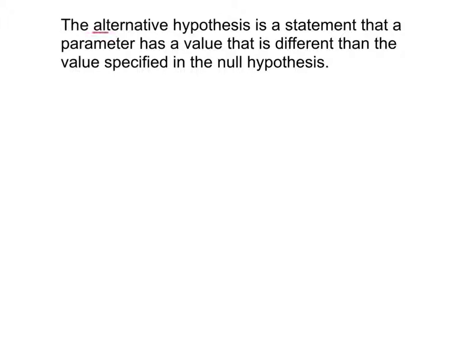The alternative hypothesis is a statement that a parameter has a value that is different than the value specified in the null hypothesis. When we are talking about the alternative hypothesis, there are three ways we can specify it. We can write H1, we can write an H with a lowercase a, or H with an uppercase A. And these are three ways of specifying that we're talking about the alternative hypothesis.